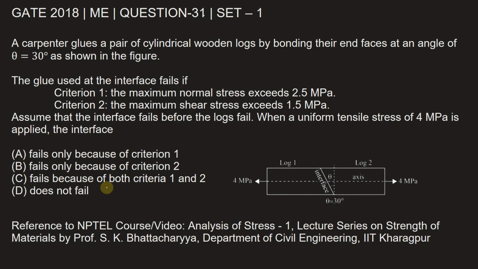does not fail. Basically, in this question, we have to calculate the actual maximum normal stresses at this plane, because they are saying that the log fails after the interface fails. Interface is going to fail first, and therefore we have to calculate the maximum normal stress and maximum shear stress at this interface and then compare it with the strength that is given. If it's more than the strength given, it is going to fail. For each of the criteria, we have to check this and see what criteria is applicable at the failure.